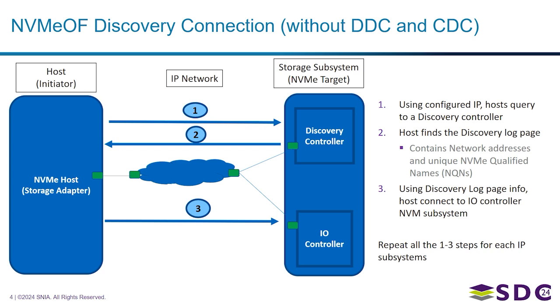So this is the manual way where the host and subsystem connect to each other. The challenge we see here is that each host has to be configured to connect to a particular discovery controller, and it's a very tedious process when we talk about doing this manually.